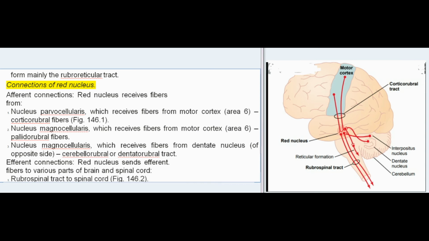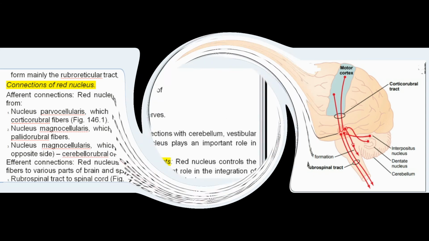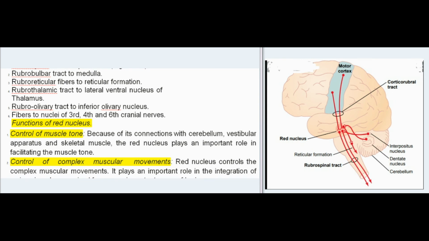Efferent connections. Red nucleus sends efferent fibers to various parts of brain and spinal cord, rubrospinal tract to spinal cord, Fig 146.2. Rubrobulbar tract to medulla. Rubroreticular fibers to reticular formation. Rubrothalamic tract to lateral ventral nucleus of thalamus. Rubroolivary tract to inferior olivary nucleus. Fibers to nuclei of 3rd, 4th, and 6th cranial nerves.